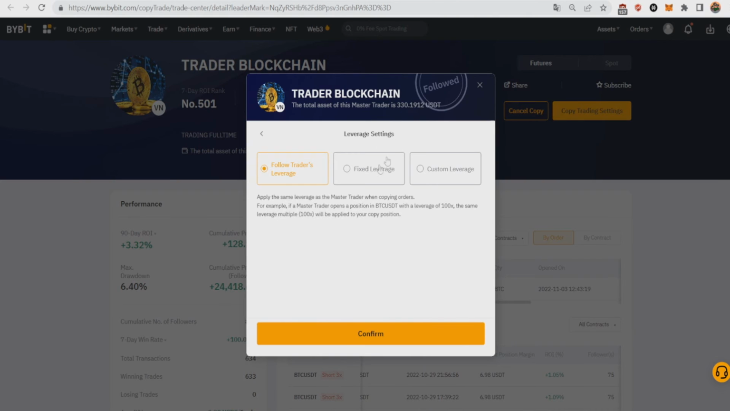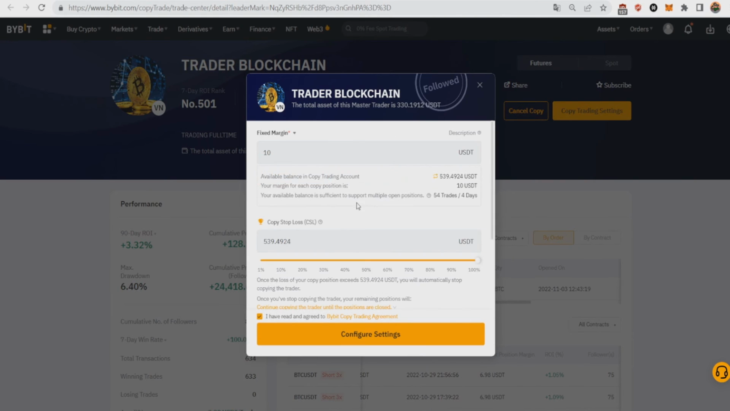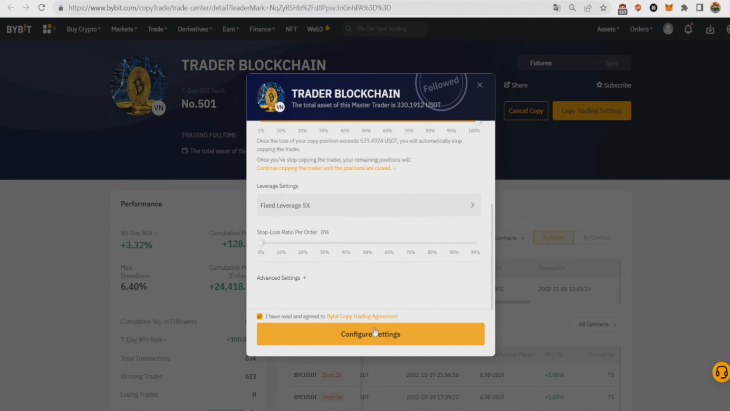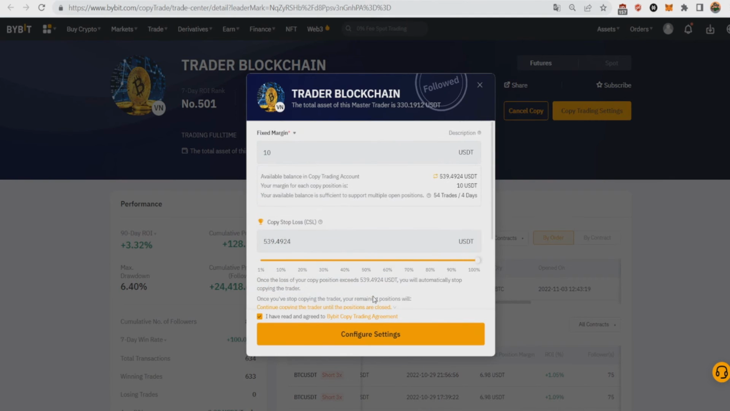Don't be like, I will do fixed leverage 100x. I will want the most money, guys. Just to follow a trader's leverage is the safest and the best. And when you selected all your things, guys, you can just configure settings and you're done.